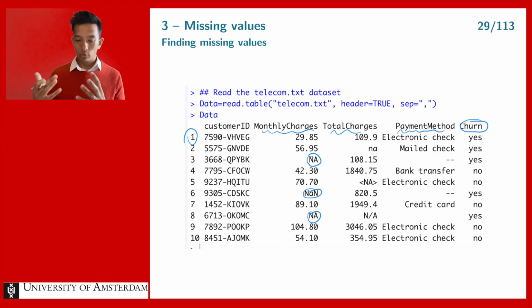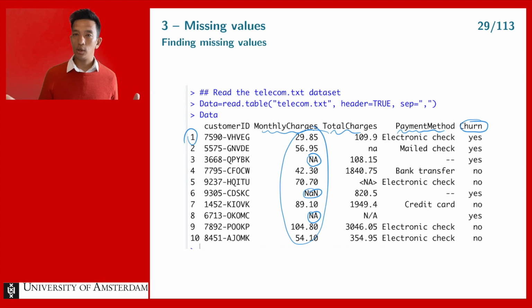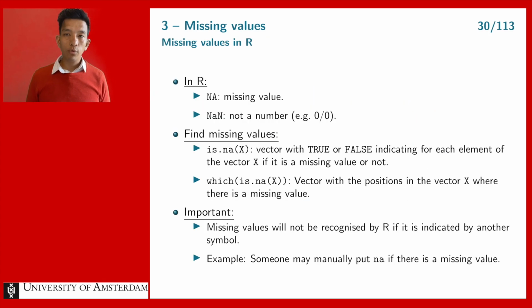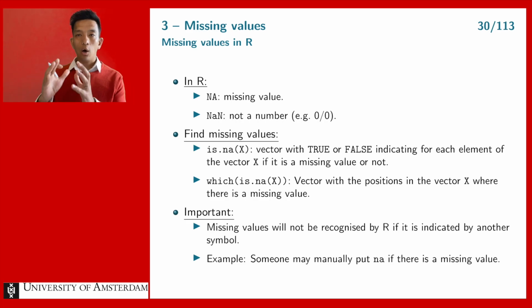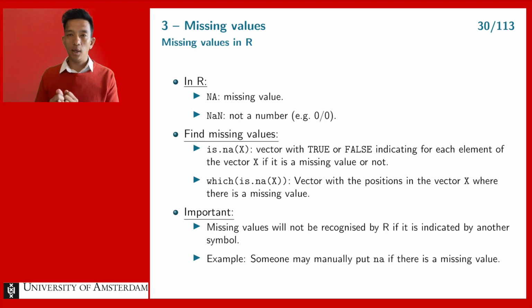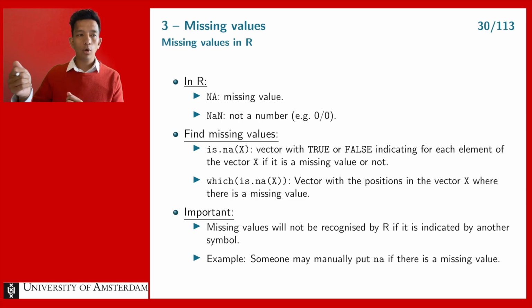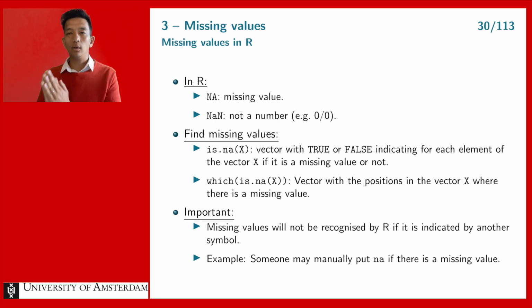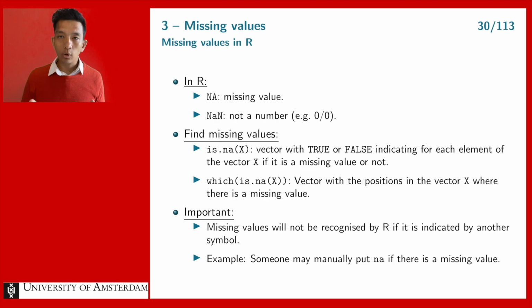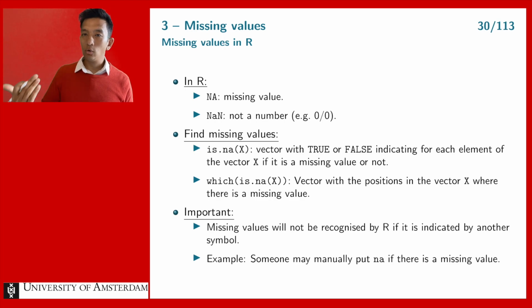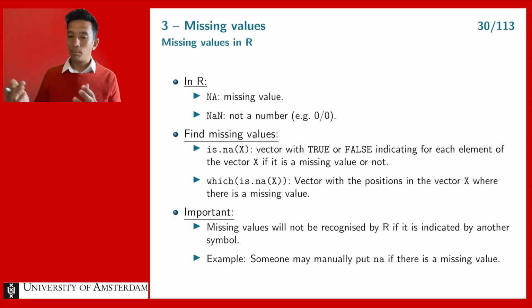So if, for example, we want to calculate the average monthly charges for these customers, then we should take all these values and take the average, but because there are 3 missing values, we cannot take an average. In this video, we focus on how we can detect the missing values in our dataset. Then in the next videos, we will explain how you can handle the missing values once you detect them. The illustration is in R, but you can do similar things in, for example, Python.